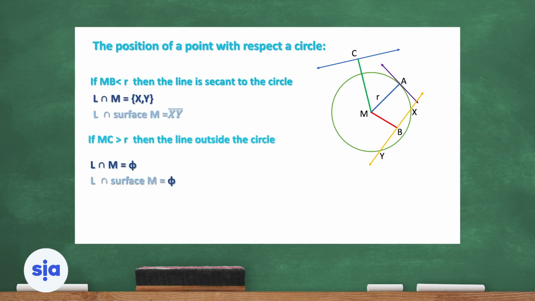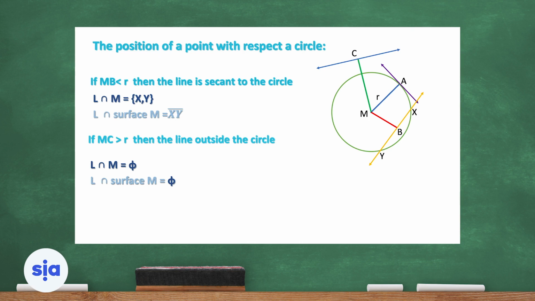In the figure that you can see in front of you, where MB is less than R, then this line is a secant. Secant means that this line goes inside the circle and meets the circle at 2 points. So here, L intersects M at points X and Y, where L intersects the surface M at the segment XY.